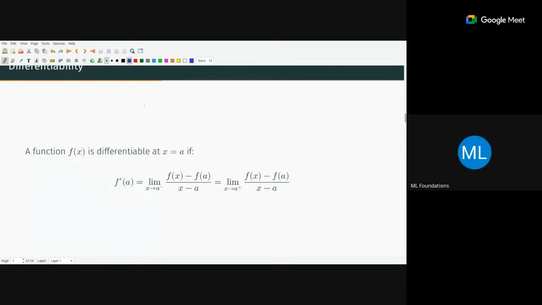Just like we have seen continuity for a function, there is one more property called differentiability. Differentiability refers to how smooth the function is at that particular point. Is the rate of change of the function value normal, or is there any sudden change in the rate? So that is what we are going to see: is the rate of change continuous or not?